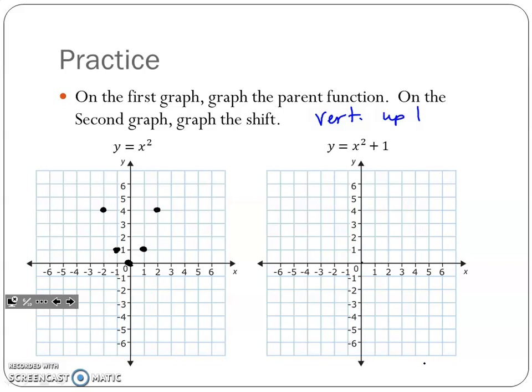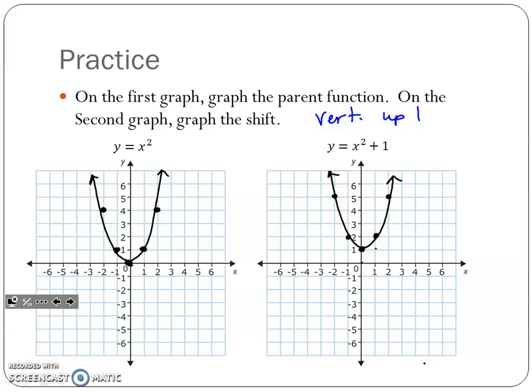So instead of 0, 0, I've got 0, 1. Instead of 1, 1, I've got 1, 2. Instead of 2, 4, I've got 2, 5. Okay? Each of my points moves up 1 spot. They each move up 1 spot. Okay? Now, oops, I forgot to draw my parabola right here. Sorry about that.